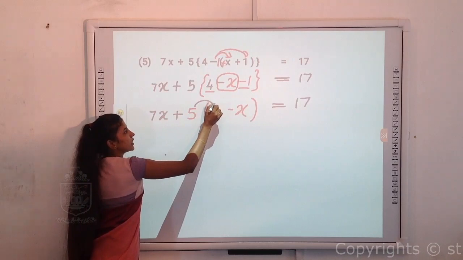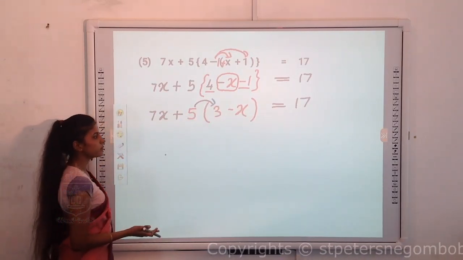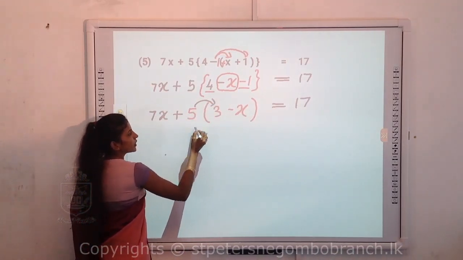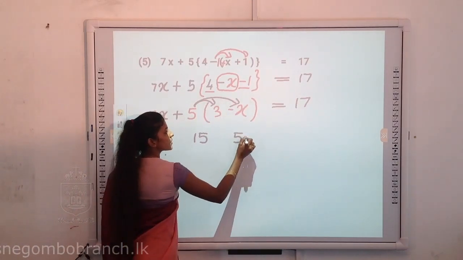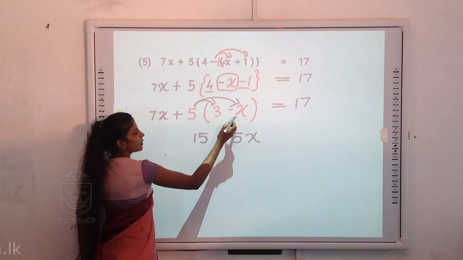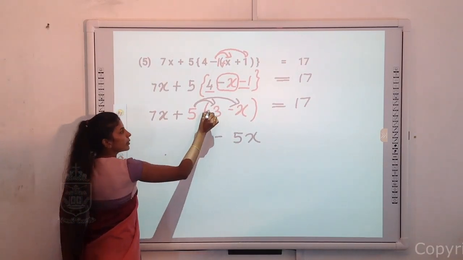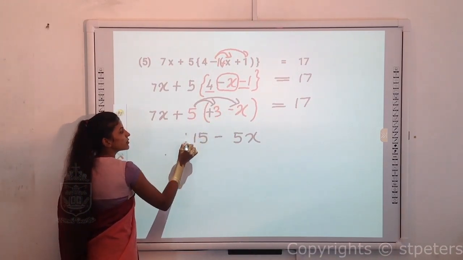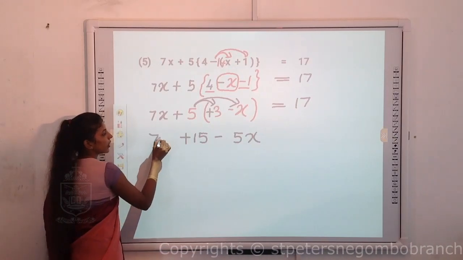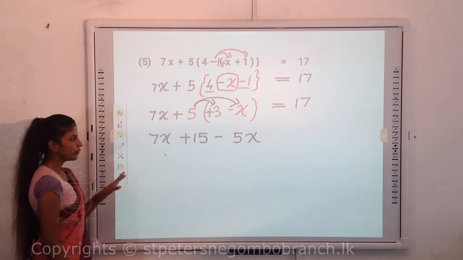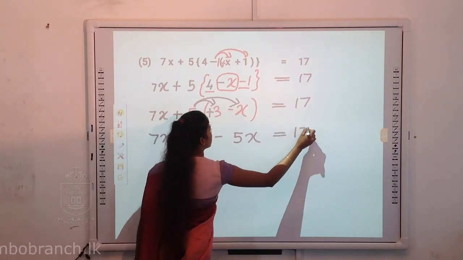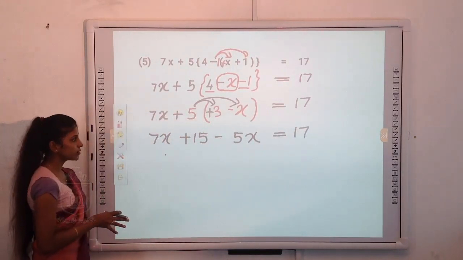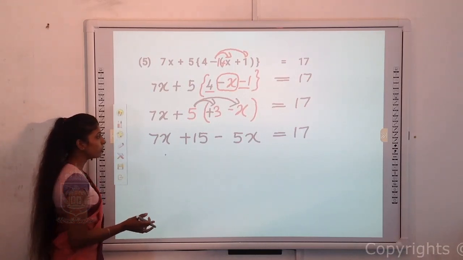So 5 times 3. Now you can remove the bracket. 5 times 3, 15. 5 times x, answer is 5x. And here plus into minus, minus. Here plus into plus, also plus. And here you have 7x remaining. Now you all can see both x are out of the bracket, and it's a linear equation without the bracket. So it's easy for us to simplify now.